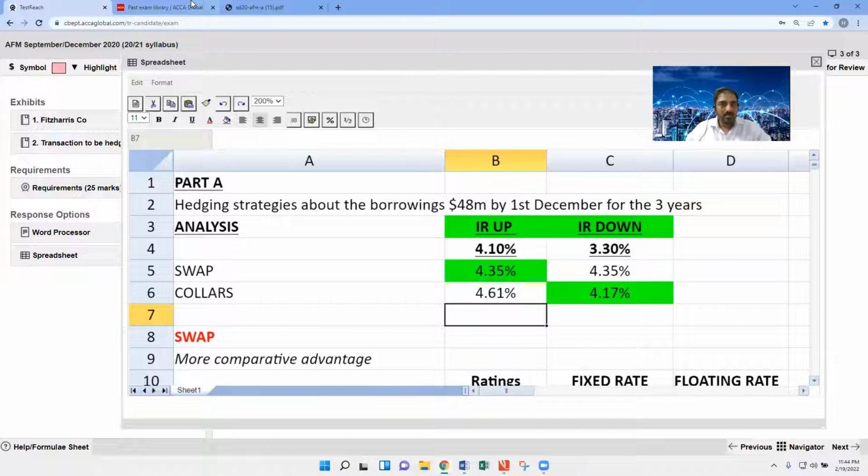Moreover, finally, one thing. One minute. One thing I wanted to highlight here, what the students normally do, an examiner has a complaint about these things.